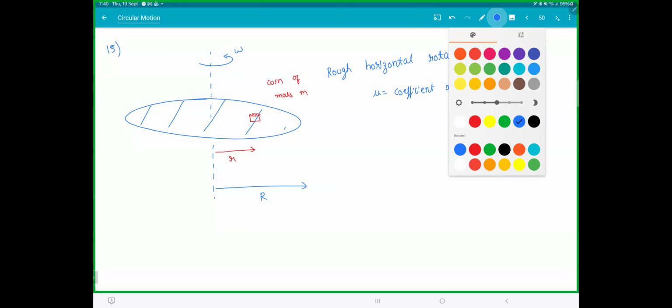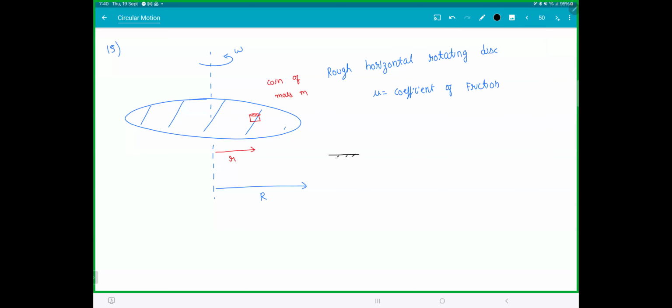Okay. Now, this is where the question gets messed up. Let's say we have an observer here, A, we have an observer here, B, on the coin, and we have an observer here, C, on the other side along the diameter. Getting it? 3 observers are there. Find omega so that the coin does not slip. Second, find the centrifugal force as seen by A, B, C.